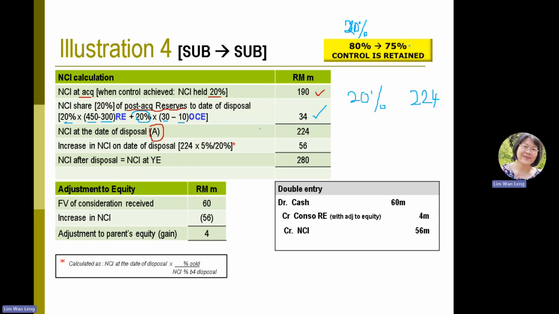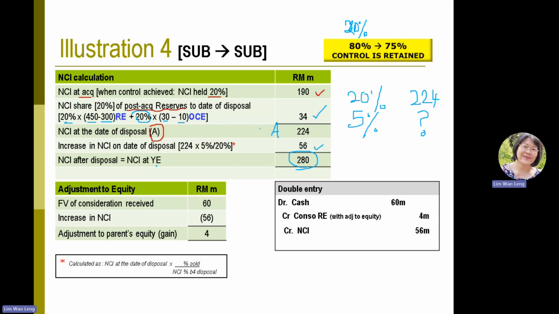But now the NCI will increase. Okay, because the holding disposed of to me, so in other words, I take the proportion. How much is the increase? 5%. So how much should be the value of the 5% increase in NCI? So you take the proportion now. This 224 is your A figure. So 224 divided by 20 times 5, you are going to get 56. So you tabulate together, this will be your NCI at year end.